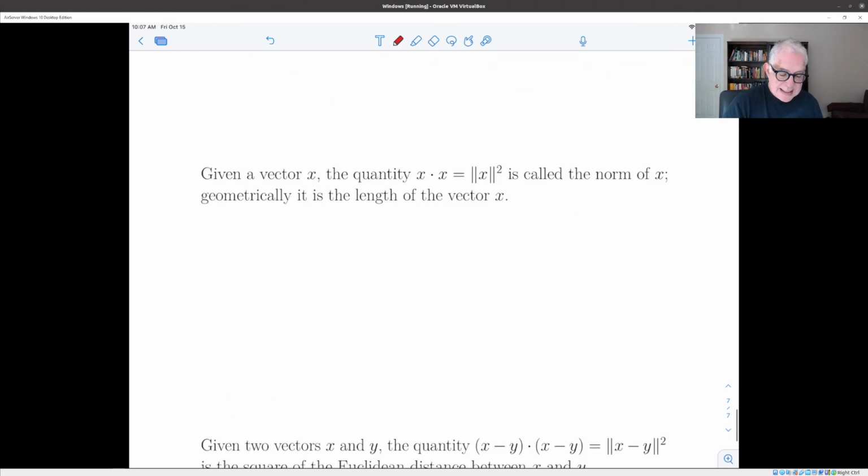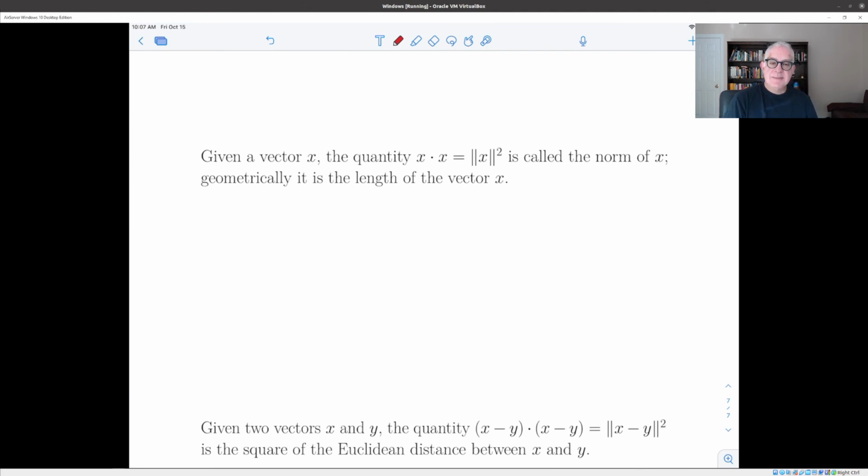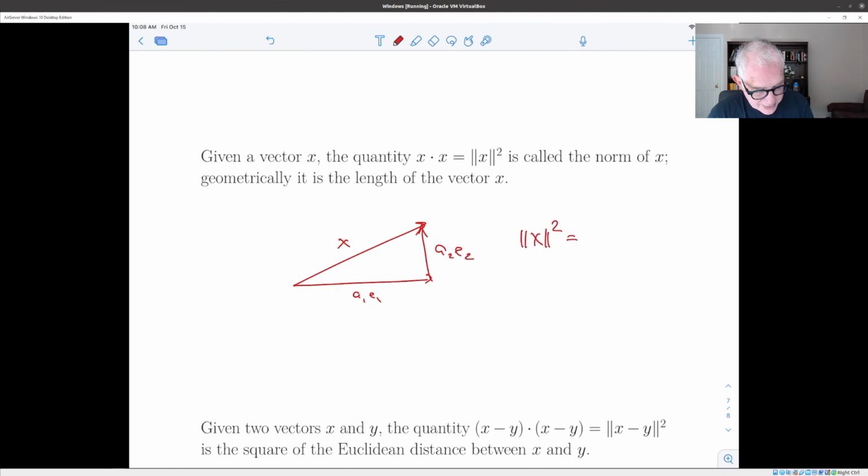And the place we tend to see the dot product is when we measure the lengths of things. So the dot product of a vector with itself is called the norm of x, and it's the sum of the squares of the coefficients of the vector. Geometrically, you can think of it as the length of the vector by the Pythagorean theorem in n-dimensional space. Here's your vector x, and here's a1 e1 and a2 e2, then the length of x squared is a1 squared plus a2 squared. And this is true in higher dimensions as well with more coordinates.